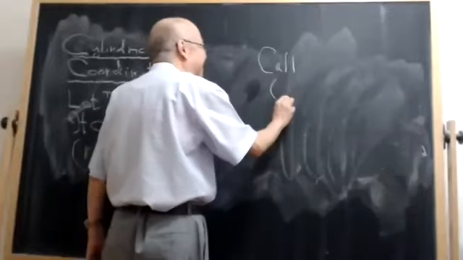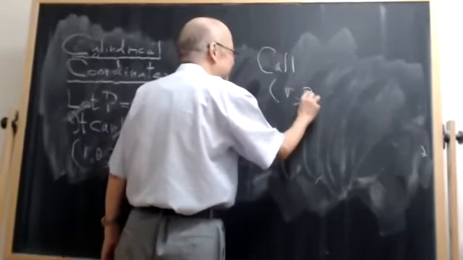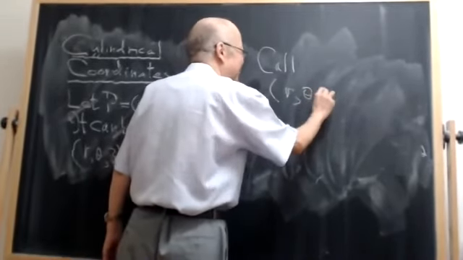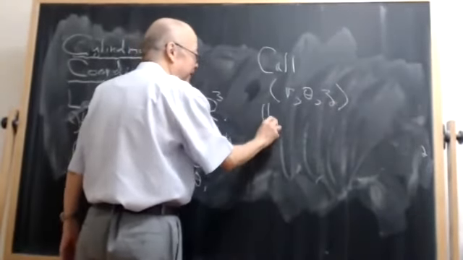Sir, just a heads up, it's 1:21. Okay. And you write down this thing, R, theta, Z, the cylindrical coordinates.